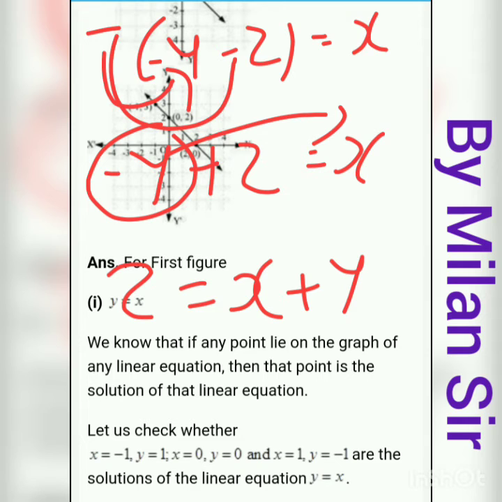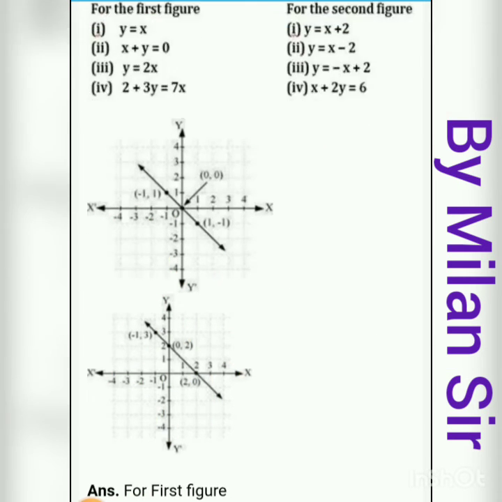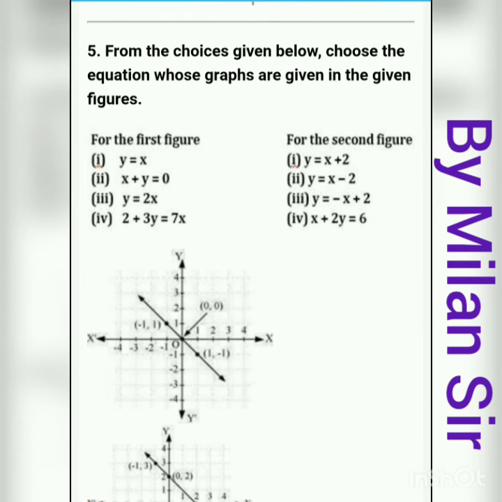Okay, this is our final answer. If we transfer this y to the right hand side, it becomes plus y. So x already we have, so x plus y is equal to 2. Now just find out the equation. What we get here, x plus y is equal to 2, right?